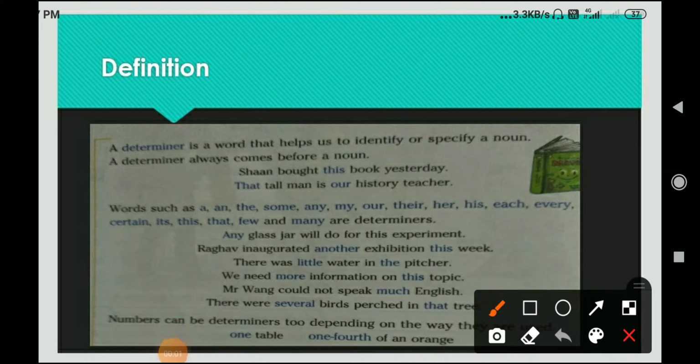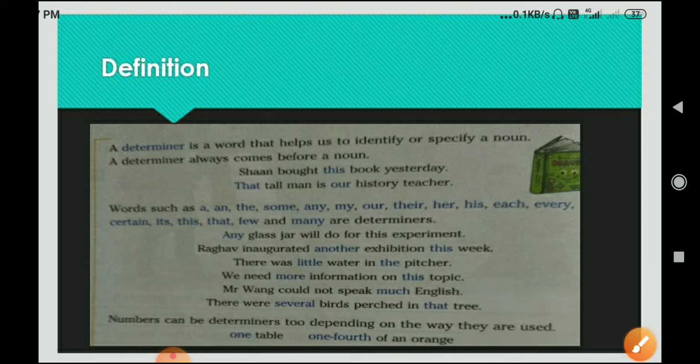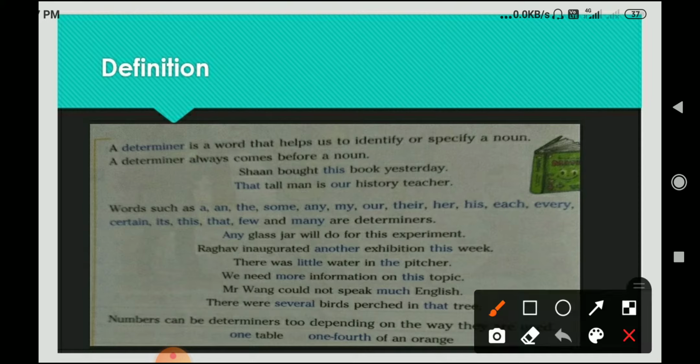Student, today I am going to teach you about determiners, the third topic of the grammar, and adjective. Now, what is meant by determiners? Determiners means a word that helps us to identify or specify a noun, or a word which determines the noun, so a determiner always comes before the noun.